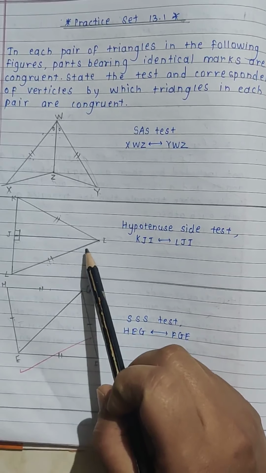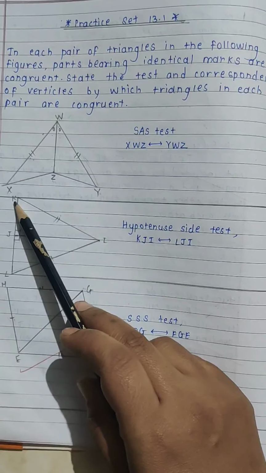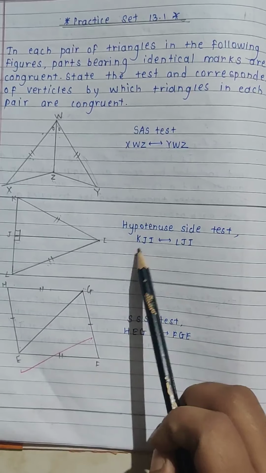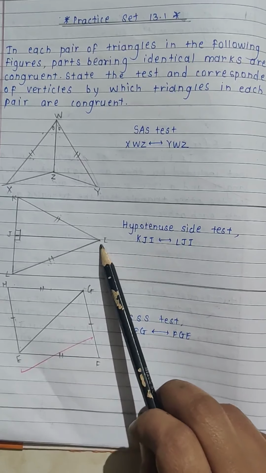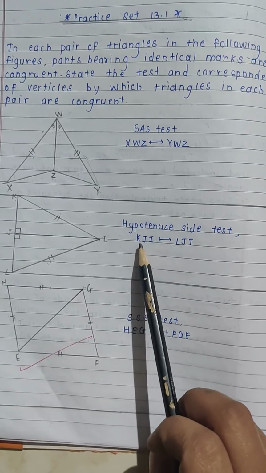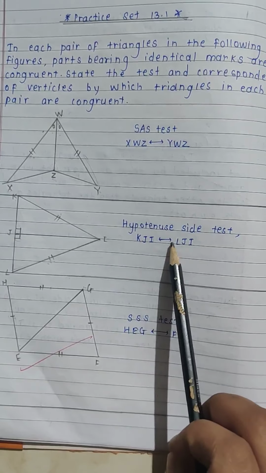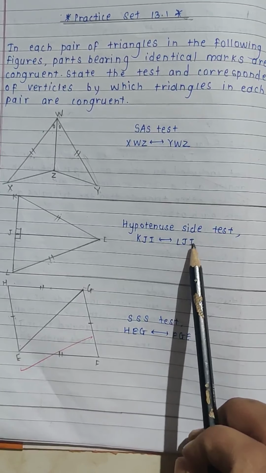So we will write one-to-one correspondence here. K will correspond to L. So K with L. J here, the other side also J. I and I are common. So we will write KJI corresponds to LJI.